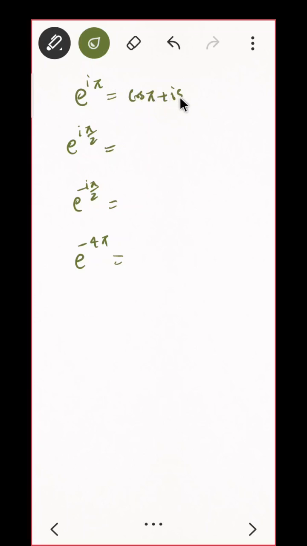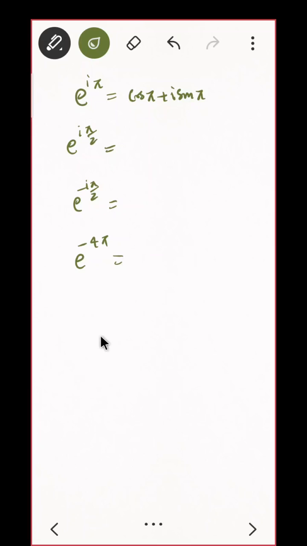ओके. Now tell me what is e raised to I pi? What is e raised to I pi by 2? What is e raised to minus I pi by 2? What is e raised to minus 4 pi? ऐसा e raised to I pi, famous one, mostly हर जगह देखा होगा e raised to I pi. What is that? How will you do that? e raised to I pi मतलब क्या? ये क्या है? cos pi plus I sin pi.